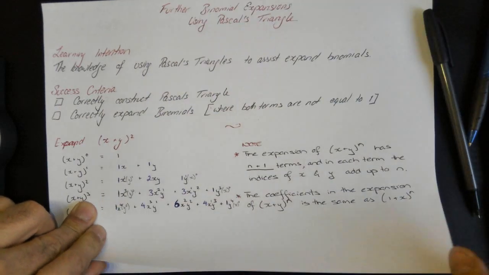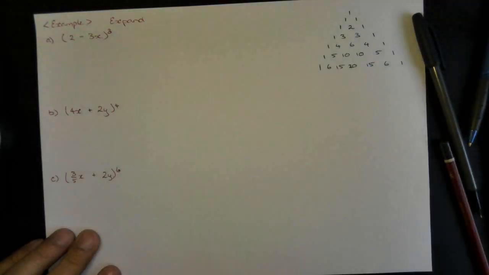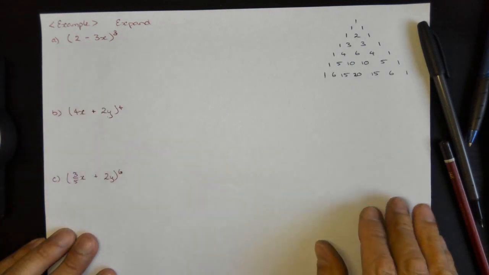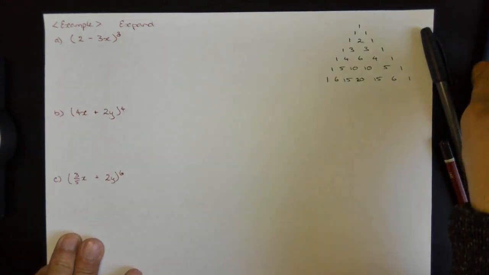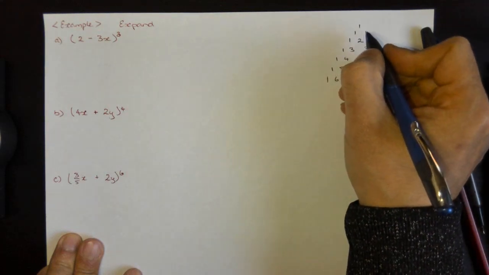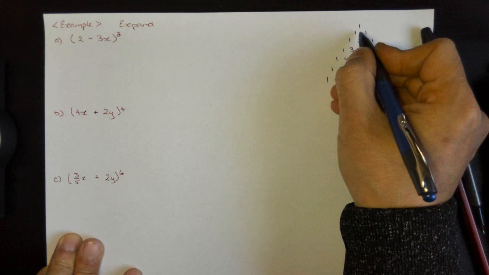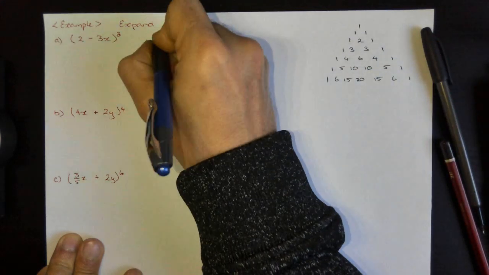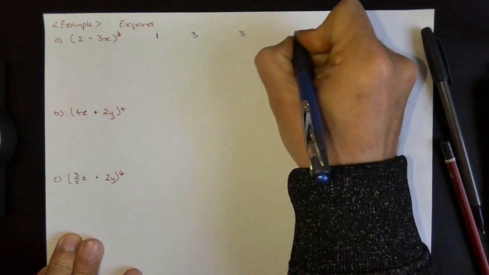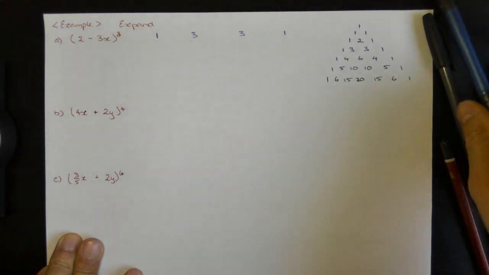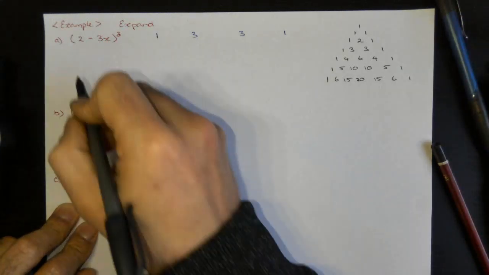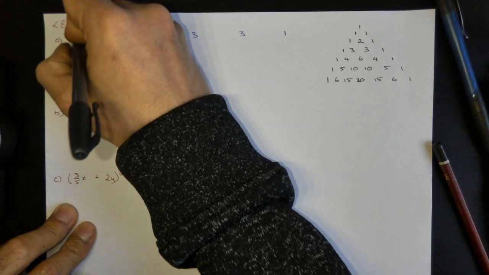So let's do some examples. We want to expand 2 minus 3x to the power of 3. Okay, so we're looking at the third row. So we go 0, 1, 2, 3. We go 1, we get 3, we get 3 and 1. So what we do is we look at the first term.